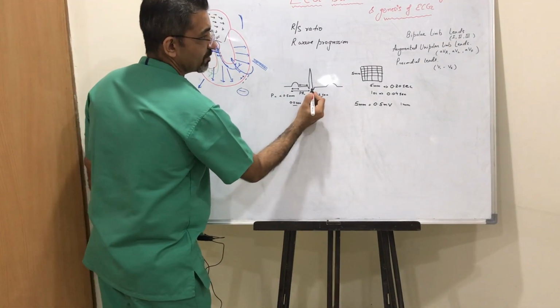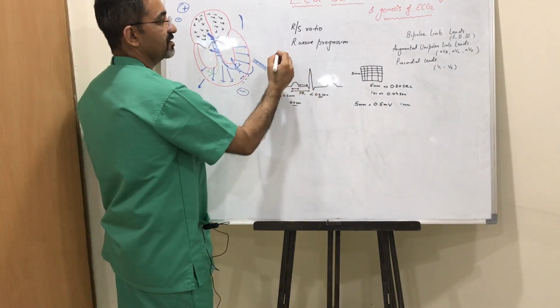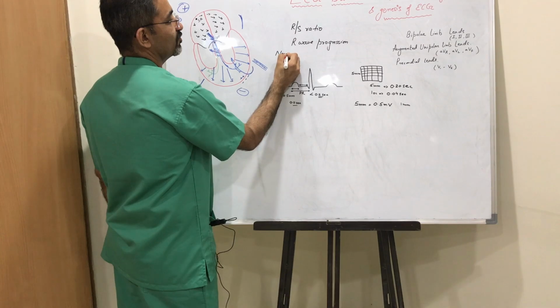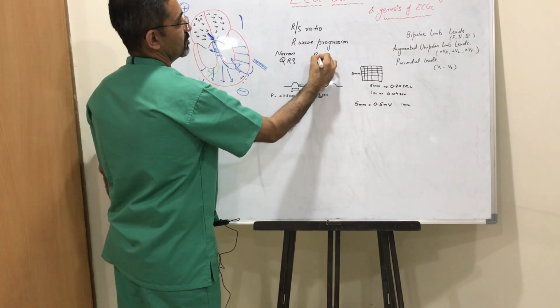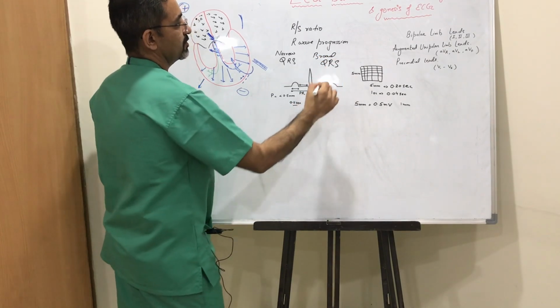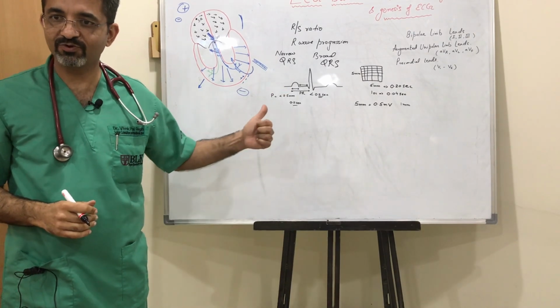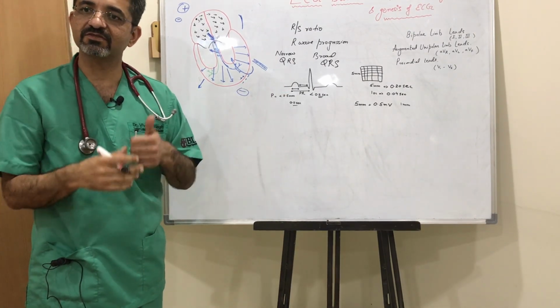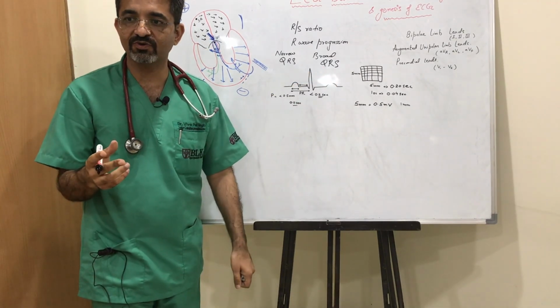Then you have the QRS complex. Again, for the QRS complex, you must have heard of narrow QRS and broad QRS. Normal QRS is narrow QRS. So narrow QRS is not pathological. Narrow QRS is normal QRS. The problem is in broad QRS. So what is broad QRS?